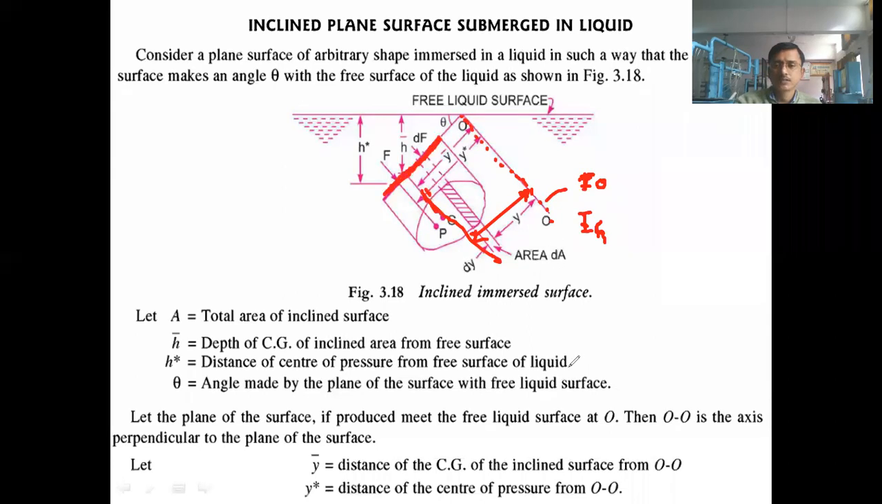That's why we have drawn this imaginary line here. So have you all drawn this diagram? There you can mention what A is, what H bar is, what S star is. They have the usual meaning.